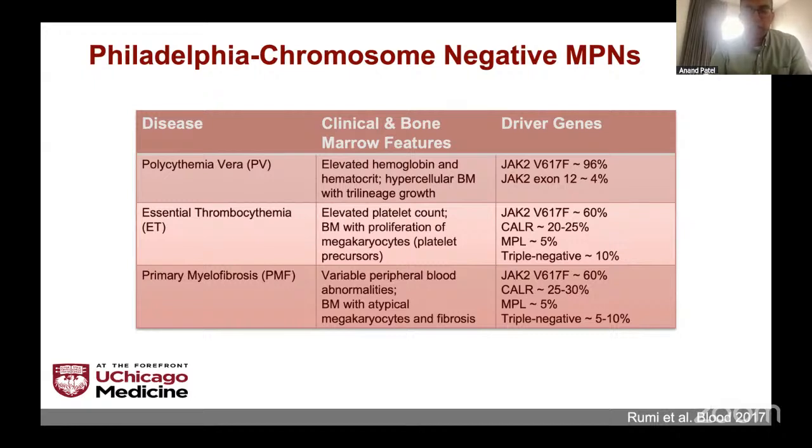So if a bone marrow biopsy is done, you see lots of scarring or fibrosis, and you also see abnormal platelet precursors or megakaryocytes. And much like ET, most patients have a JAK2 mutation. Another 30% or so will have a CALR or an MPL mutation, and then 5 to 10% of patients will have triple negative disease.